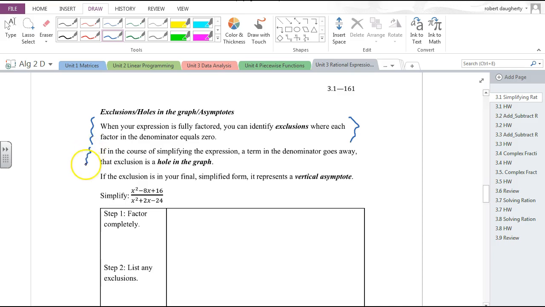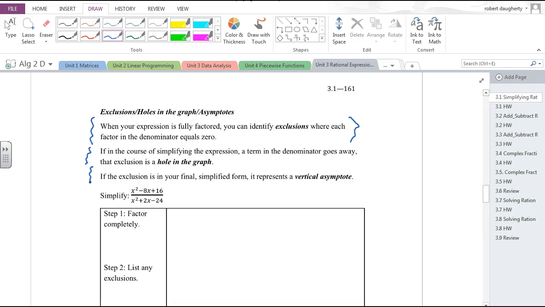If in the course of simplifying that exclusion went away, we'll just say that that remains a hole in the graph, a place where the graph is undefined. If in my final answer that exclusion is still around, I'm going to call that a vertical asymptote, okay? So we'll look at the beginning of the problem to define our exclusions. By the time I get to the end of the problem, if that exclusion factored out, we'll call that a hole in the graph. If it's still there, it's a vertical asymptote.